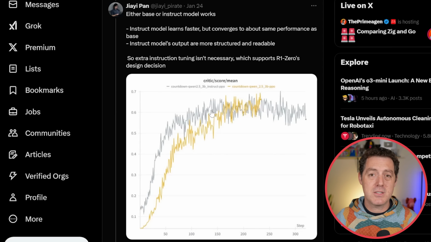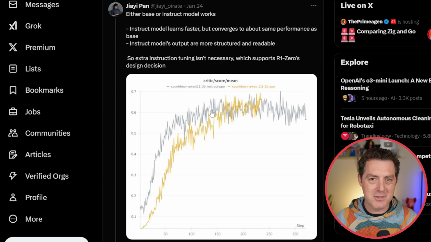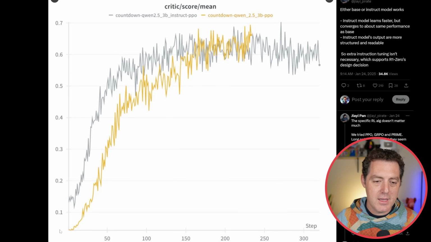So with DeepSeek, you got two. You got the base unwieldy R1-Zero, and then you also got the just R1 after they put the final touches on it. And so that's what we see here. In yellow, this is the base model, starts a little worse, but pretty much ends up at the same place. And then the gray starts a little better and again ends up at the same place.